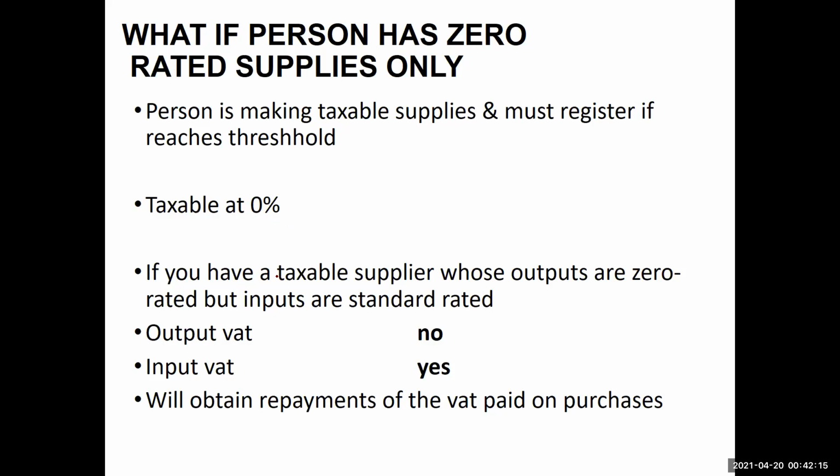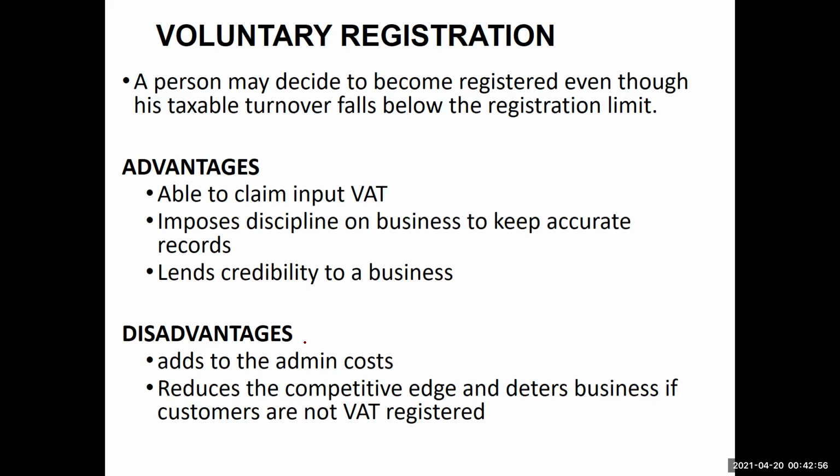Now, if you have a taxable supplier whose outputs are zero rated, but inputs are standard rated, is there any output VAT? Outputs are zero rated, so output VAT will be zero. But would there be input VAT? Inputs are standard rated, so yes, you are charged 20% on them. So you only obtain repayments on the amount that you have suffered, because there's nothing you have to remit in terms of output VAT. You only claim for what you've suffered, the input VAT. So voluntary registration is important. It helps you.